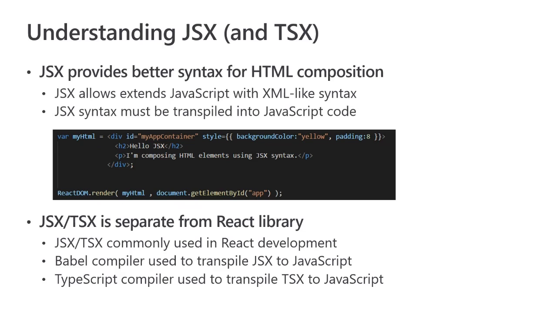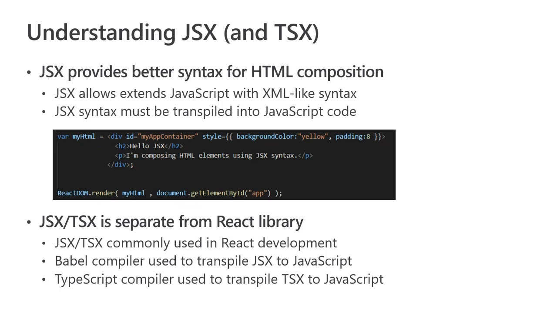Now, the regular browser doesn't understand these. So when we use JSX, you need some kind of a compiler that can take your friendly HTML that you have in your JavaScript code and compile it into the equivalent JavaScript code that's understood by the browser. So if you were using JavaScript, typically you use the Babel compiler to transpile your JSX into JavaScript.